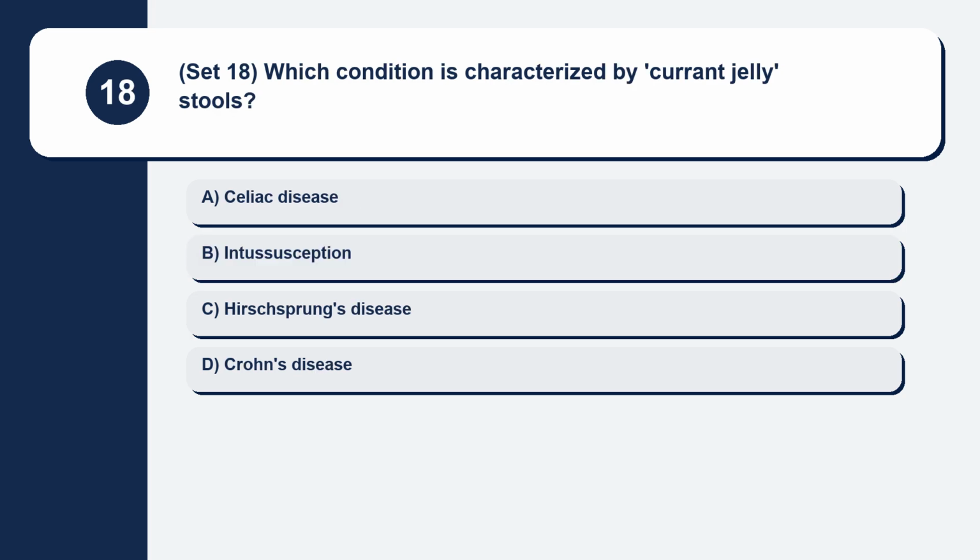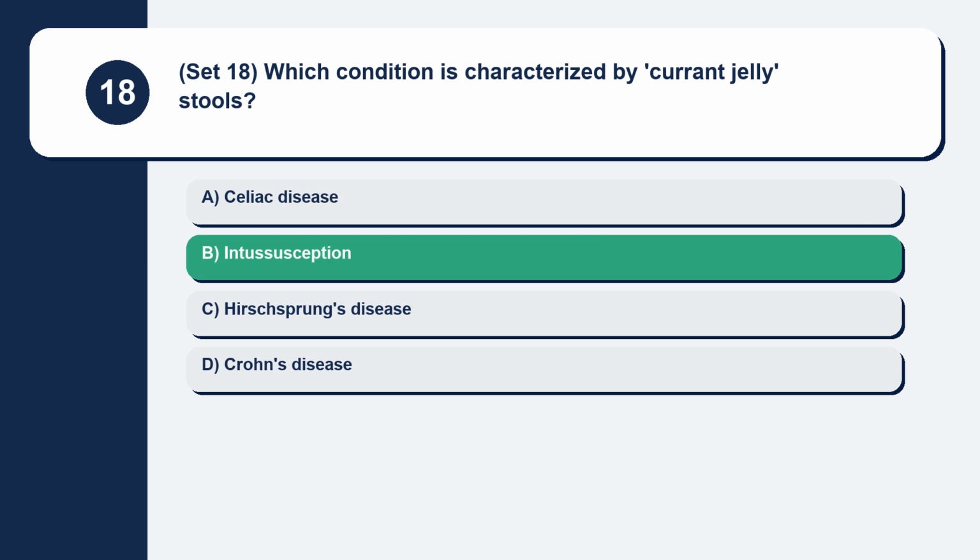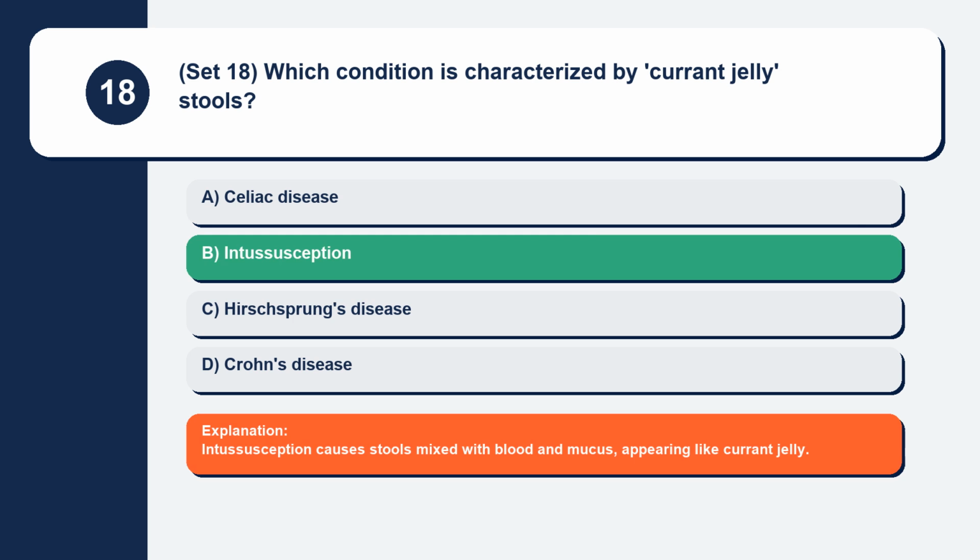Question 18. Set 18. Which condition is characterized by currant jelly stools? Celiac disease, intussusception, Hirschsprung's disease, Crohn's disease. Intussusception causes stools mixed with blood and mucus, appearing like currant jelly.